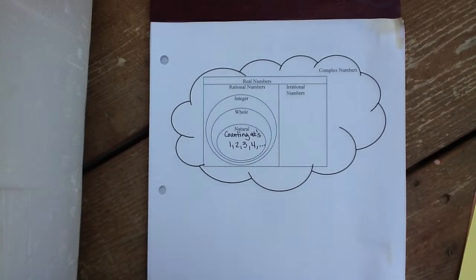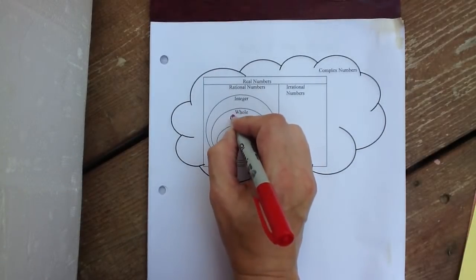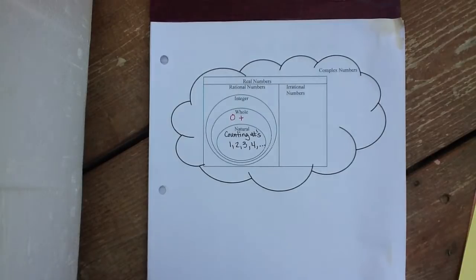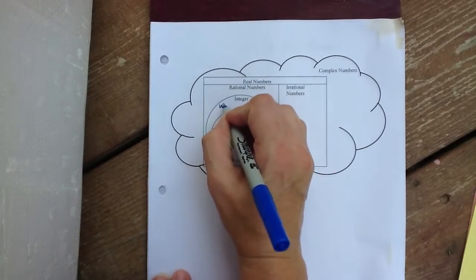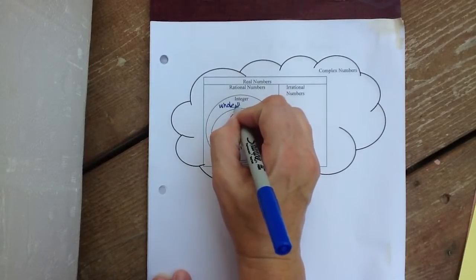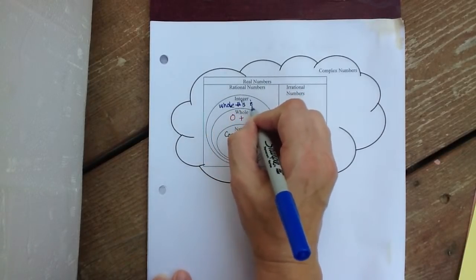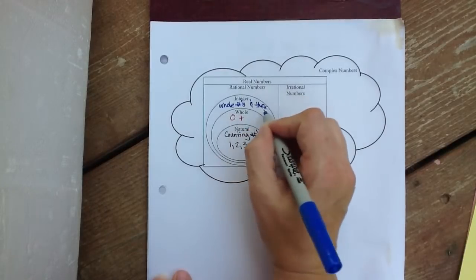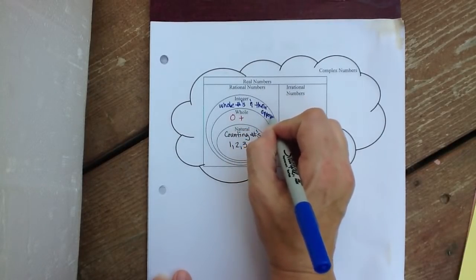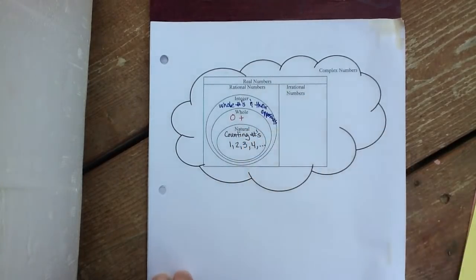The next set of numbers is called the whole numbers. The whole numbers will include all of the counting numbers and only one additional number, which is 0. So the whole numbers are 0 plus all the counting numbers. The integers are going to include the whole numbers and their opposites. So this is the first set that's going to have negative numbers in it.